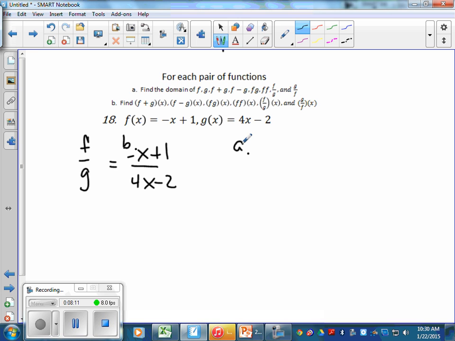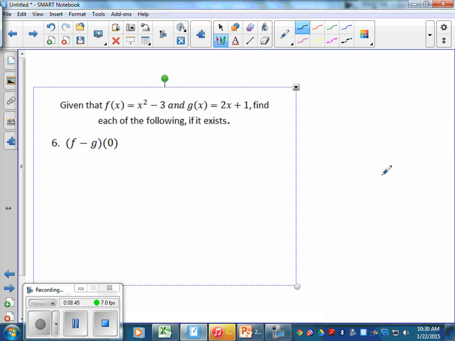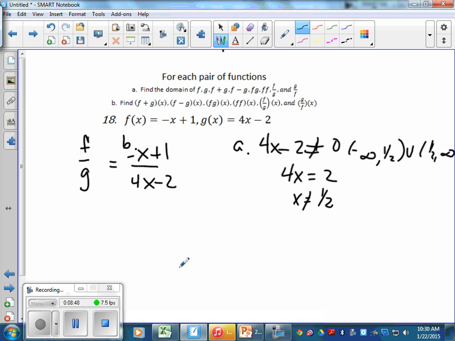Now for part A, when you're doing the domain, you have to look at this bottom. 4x minus 2 cannot equal 0, because then you'd be dividing by 0. So if you solve that, divide by 4, 2 divided by 4 is 1/2. So x cannot equal 1/2. And you can either write x can't equal 1/2, or you can write from negative infinity to 1/2, and then from 1/2 to infinity. That means x can't be 1/2. So either way is fine for the domain.